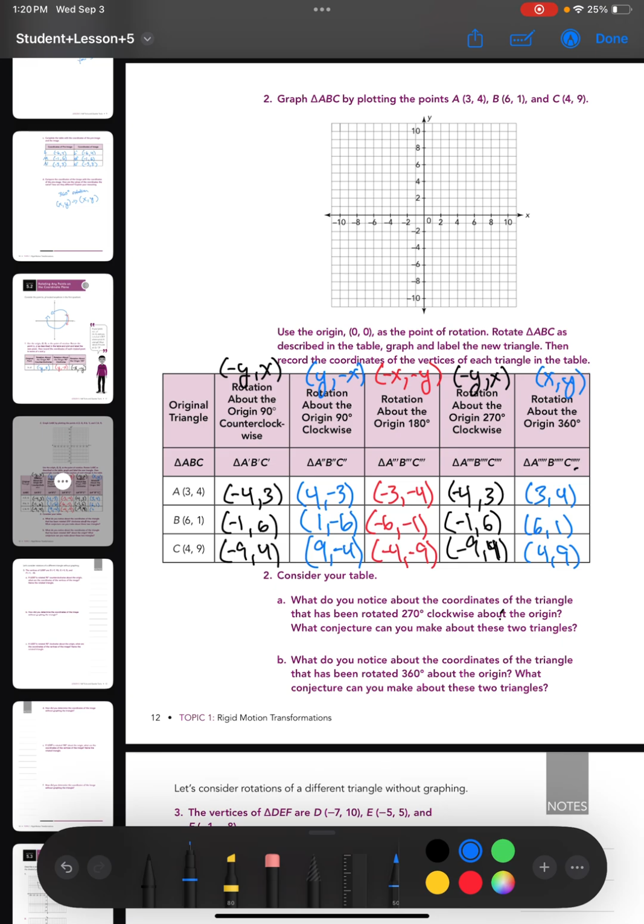So A, what do you notice about the coordinates of the triangle that's been rotated 270 degrees clockwise about the origin? Okay, that is going to be the same. I mentioned this a minute ago. You could say 270 degrees counterclockwise is equal to 90 degrees clockwise, and vice versa. Okay, and then B, what do you notice about the coordinates of a triangle that's been rotated 360 degrees? It stays the same. Remember, 360 degrees does not change anything.